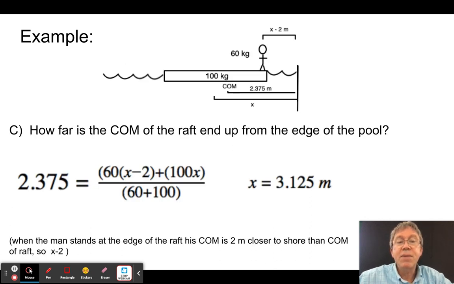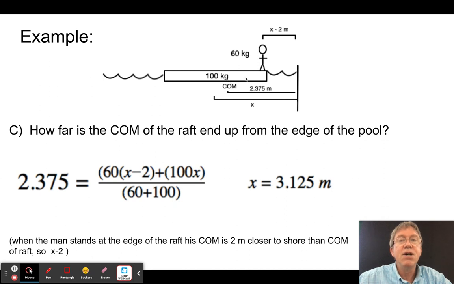How far away is the center of mass of the raft from the edge of the pool when the man gets to the far side? Well, now this is the tricky one, okay? So here's what we have to do here. I know that the center of mass of the system stayed 2.73 meters away. So in my center of mass equation, I can put this in. Normally I'm solving for this, but this time I know that. What I don't know is where the center of mass of either object is, but I can solve the center of mass of one object in terms of another.